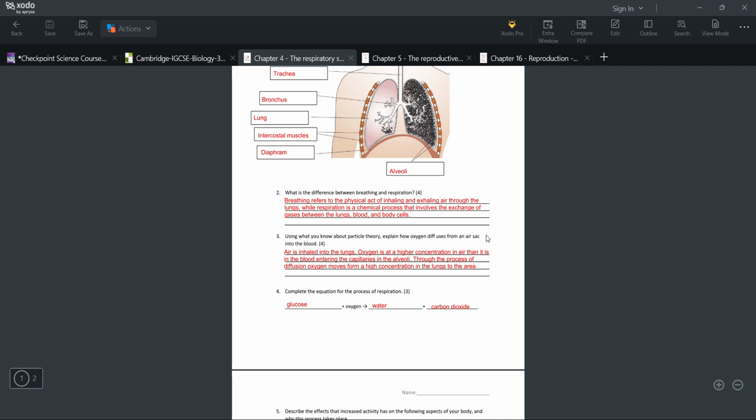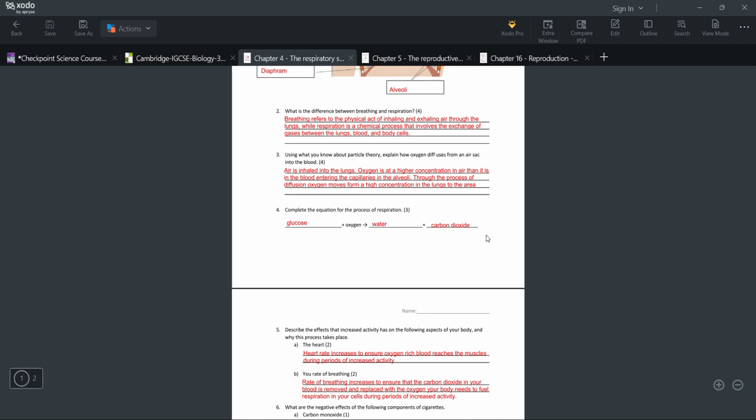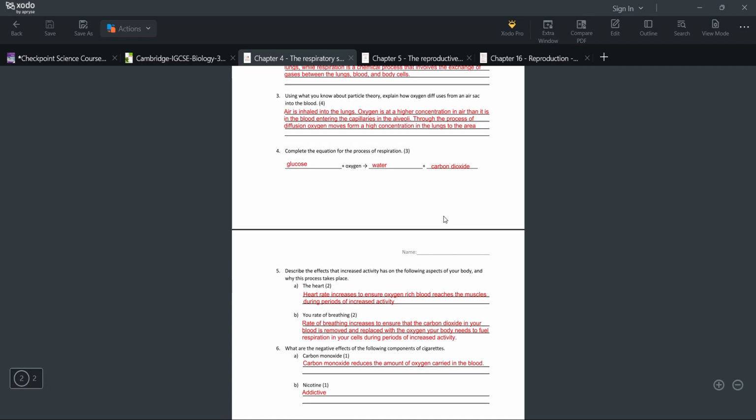Then we asked you to complete the equation for the process of respiration, where we've got glucose here combining with oxygen to form water and carbon dioxide. You can't really have added energy because it's not necessarily a physical product that you're forming. But I'll have a look at what you've done and then give you a mark maybe for energy.